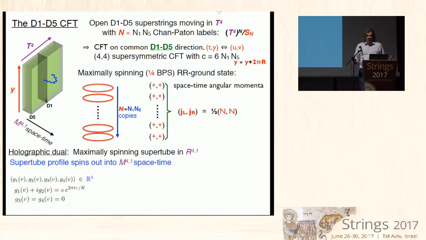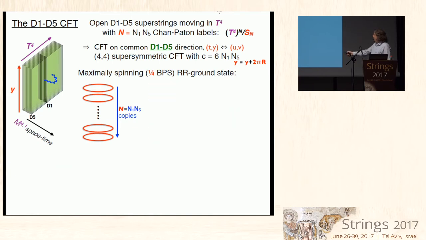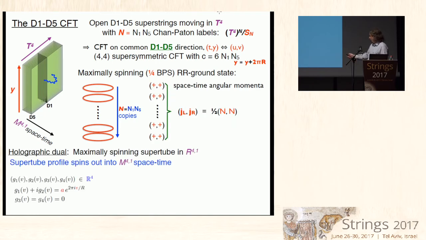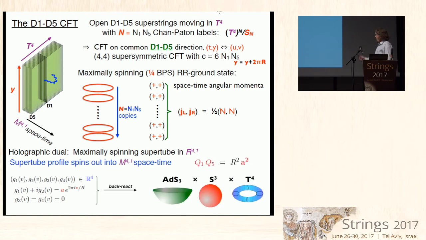Okay, so that's the standard Ramond ground state, and it's been well known for many years that the holographic dual goes back, I think, to Lunin, Maldacena and Lunin, Mathur. It essentially corresponds to a supertube in the R4 transverse to the branes, and it describes a circle. There's one Fourier mode, if you like, that describes how it loops in that space-time. When you back-react it, it produces the standard AdS3 cross S3 cross T4 holographic geometry. It's a beautiful geometry, and we know an awful lot about the details of the holographic theory for quarter BPS states, thanks to the work of people like Skenderis and Taylor.